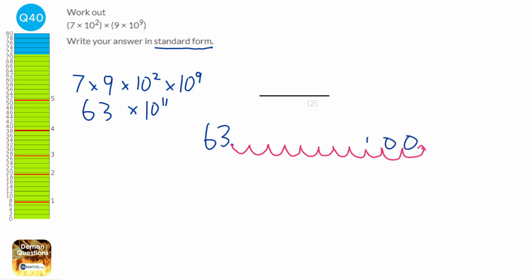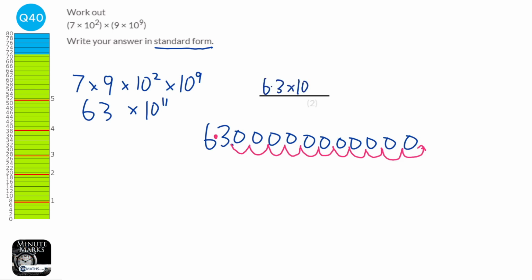We fill these all out with zeros, and that's the number we've created here. A lot of zeros. Now, to make it a number between 1 and 10, not including 10, the decimal point needs to be here. So we want that to end up with 6.3 times 10 to the power of, well, let's work that out now. So we go 1, 2, 3, 4, 5, 6, 7, 8, 9, 10, 11, 12. So it's going to be 10 to the power of 12.